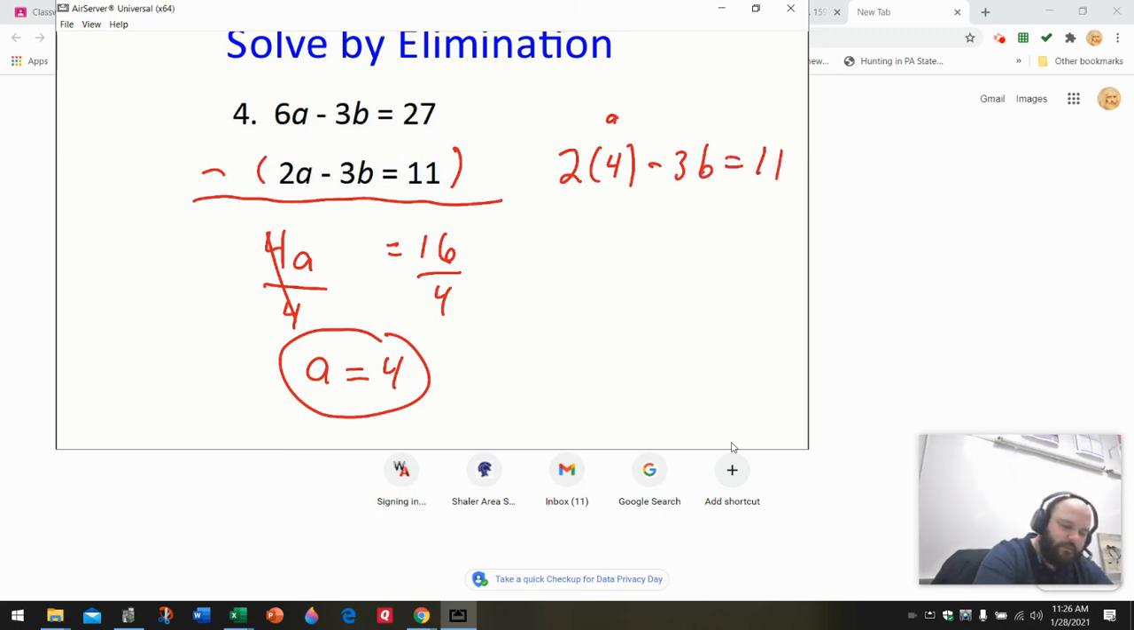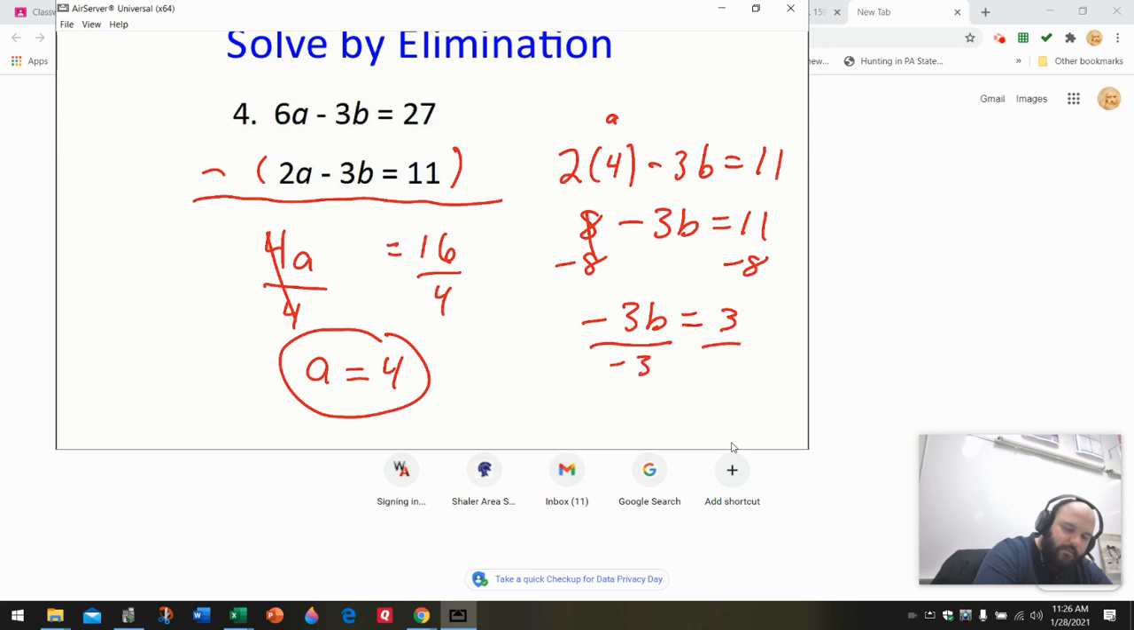So we substituted 4 in for a. 2 times 4 is 8. And now we're going to proceed to solve this. We're going to subtract 8 from both sides. Negative 3b is equal to 3. And then I'm going to divide by negative 3. And I get b equals negative 1.